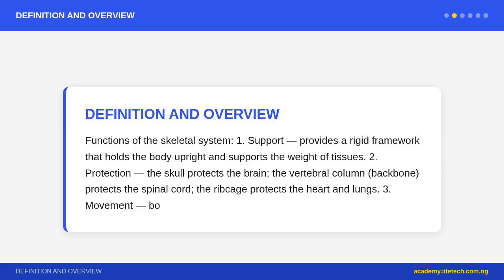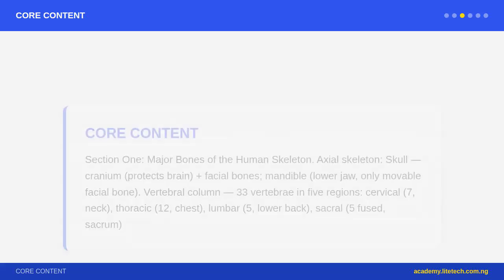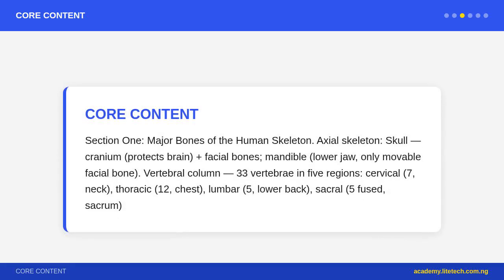Appendicular skeleton. Pectoral (shoulder) girdle: clavicle (collarbone) plus scapula (shoulder blade). It connects the upper limb to the axial skeleton. Upper limb: humerus; lower arm: radius and ulna (forearm); carpals (wrist), 8 bones; metacarpals (palm), 5 bones; phalanges (fingers), 14 bones per hand. Pelvic (hip) girdle: fused bones forming the pelvis, connects the lower limb to the axial skeleton, and protects reproductive and digestive organs in the lower abdomen.